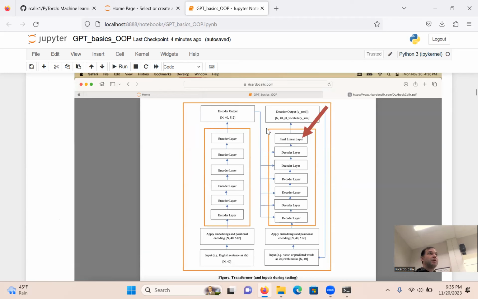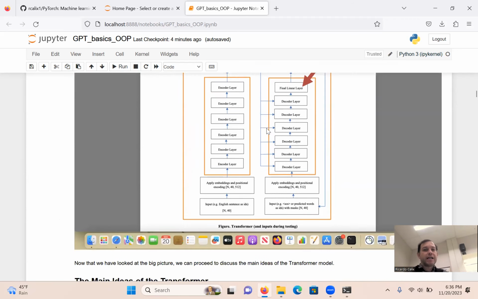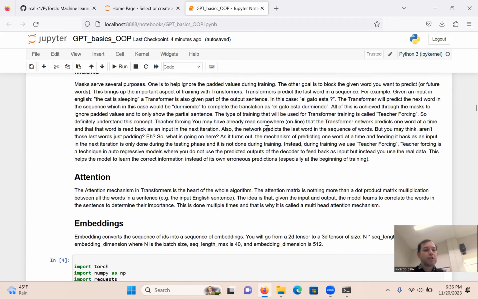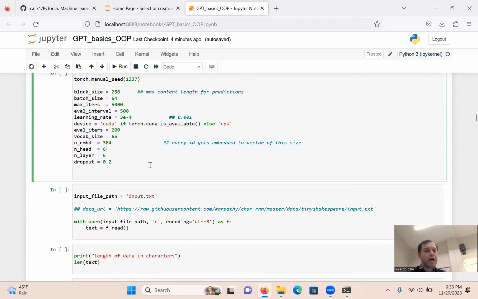The repetition of decoder, decoder, decoder, you do it in a for loop, where you instantiate each of those decoder layers 6 times. Does that make sense? Okay. Questions? All right. So you've got 6 heads and 6 layers.